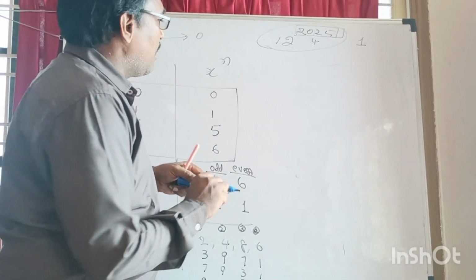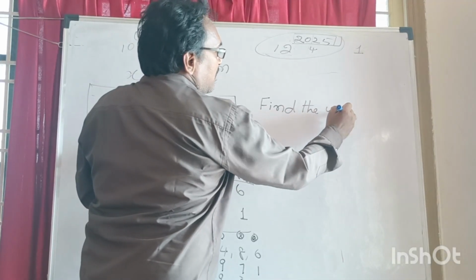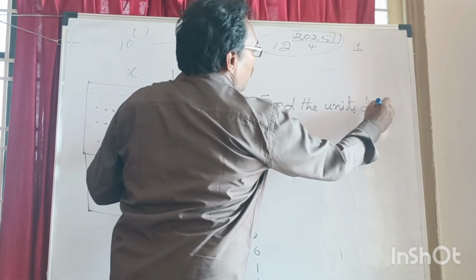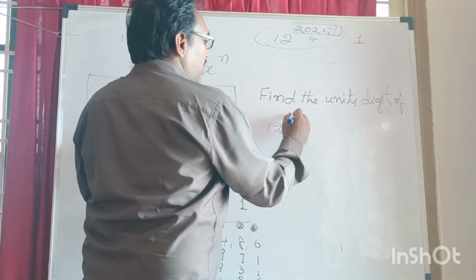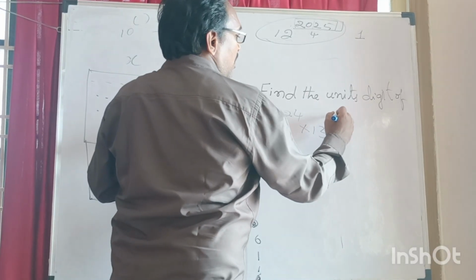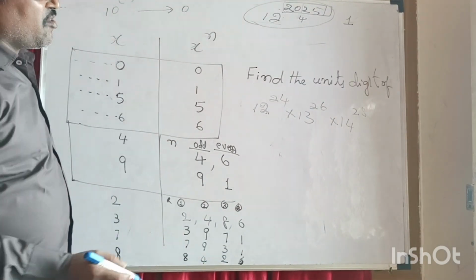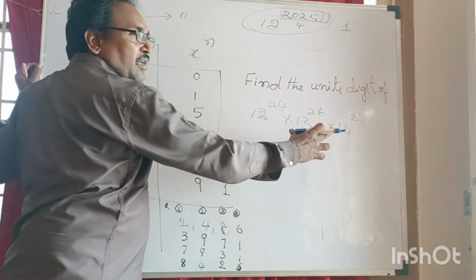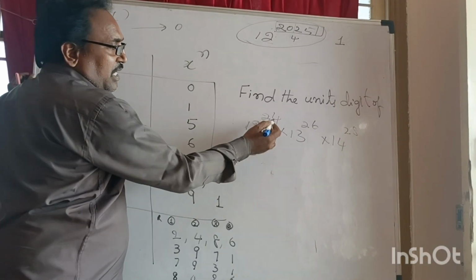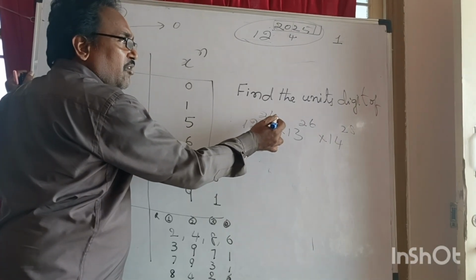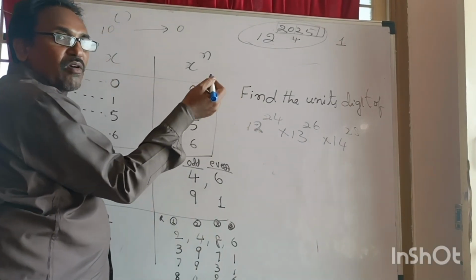For example, find the units digit of 12 to the power of 24 into 13 to the power of 26 into 14 to the power of 28. So this is the question. We have to find the units digit of this product. First we look here: this is ending with 2, so it will have 4 chances. The exponent is 24. When you divide by 4, the remainder is 0 because 4 sixes are 24. 0 means remainder 4, so remember 2 to the power of 4, 16.